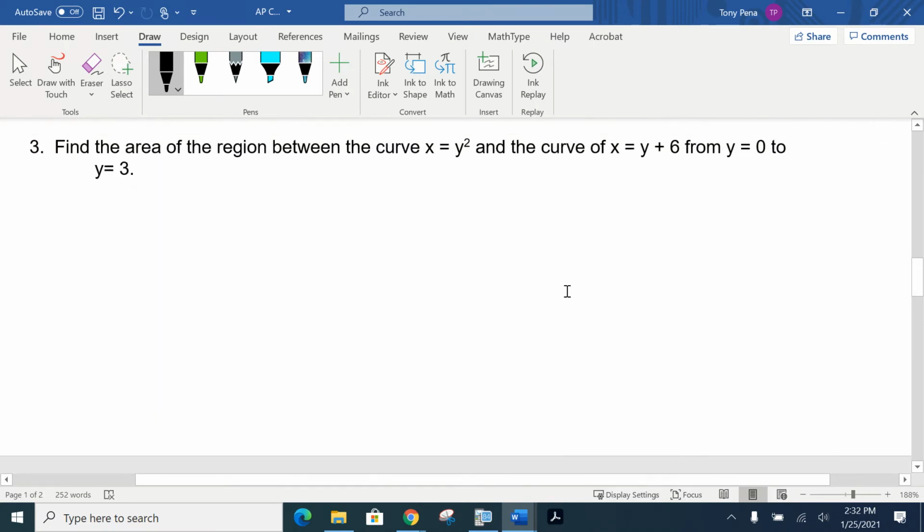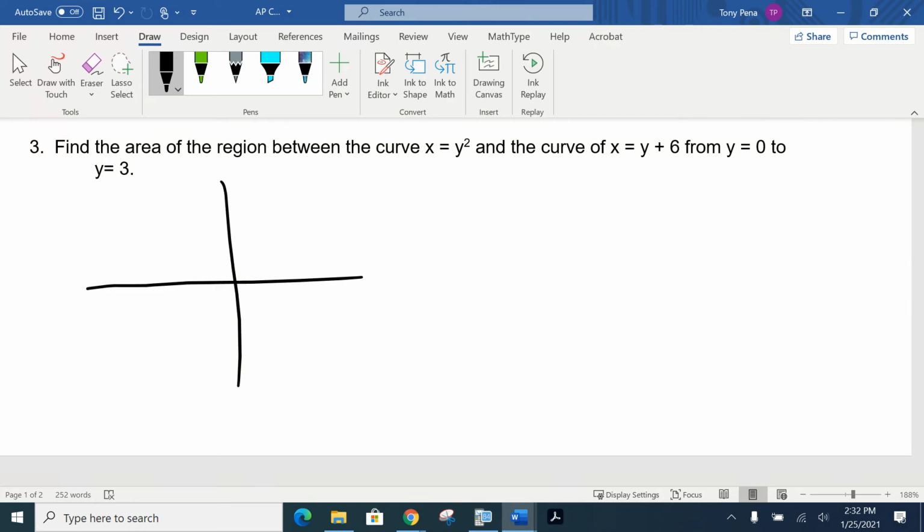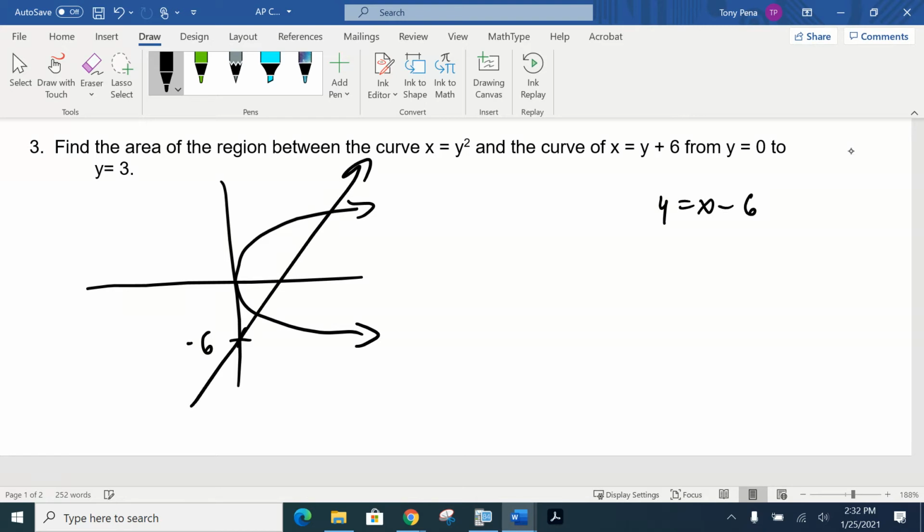Three. I'm going to trust we can now graph these on the calculator. Both of these we could probably do without our calculator easy, but if you have it, go ahead and use it. Here's x equals y squared. We could just rearrange this real quick, right? Put this in the slope-intercept form and see that our y-intercept's a -6 and our slope is a 1. Or just use your calculator. We know how to do this on the calculator now.